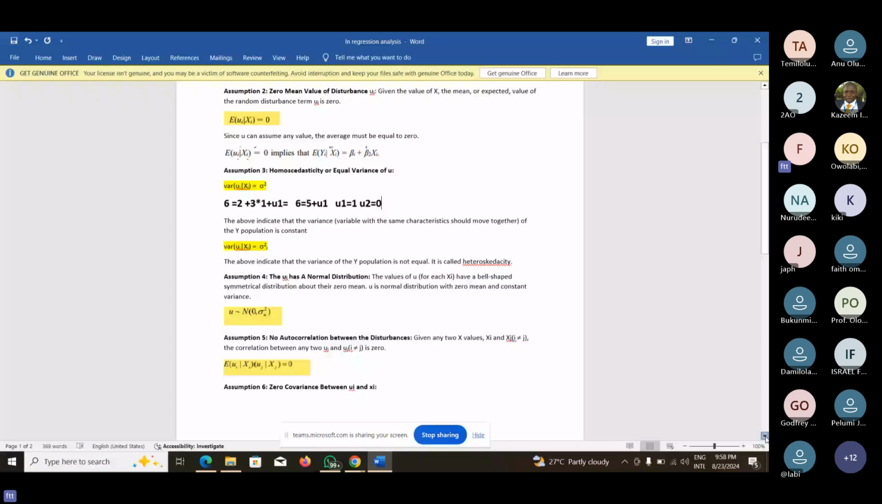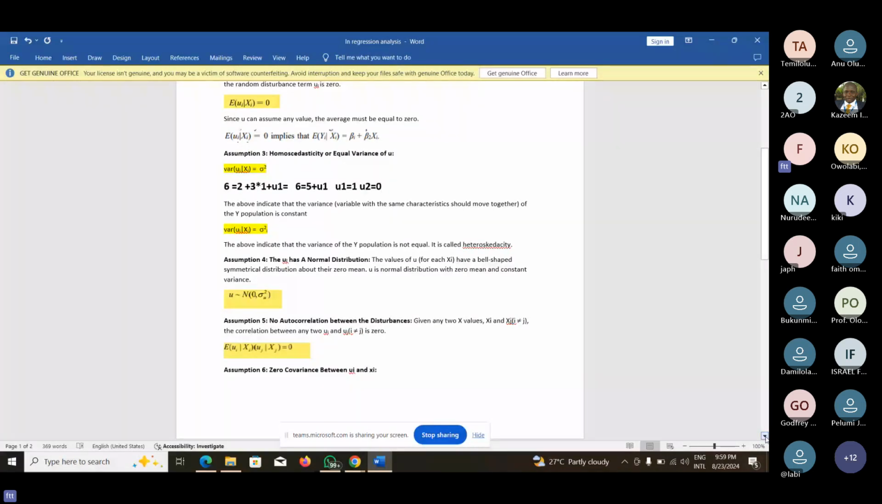That means given any two values of x, xi and xj, the correlation between any two errors, which is the error for i and the error for j, is 0. They are not related at all. That is what it means. It means that they cannot be related. So then we have the formula: the expectation of ui given xi, times uj given xj, is equal to 0. We can see it here.